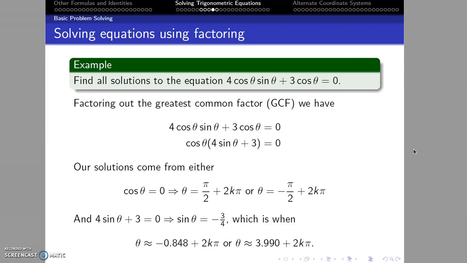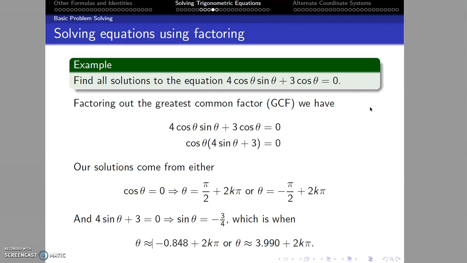Pi over 2 plus 2k pi and negative pi over 2 plus 2k pi, which you could actually shorten to just be pi over 2 plus k pi. And the other set of solutions come by taking the arc sine of negative 3/4, right? Because you solve for the sine, and then you solve for theta by doing arc sine. And you get one specific solution from that, negative 0.848. And the other solution is going to be pi minus that, which is going to get us 3.99. And so all our solutions together is written here. Negative 0.848 plus 2k pi, negative whatever that thing was, plus 2k pi, and pi over 2 plus k pi. And that's all the solutions to our equation here.